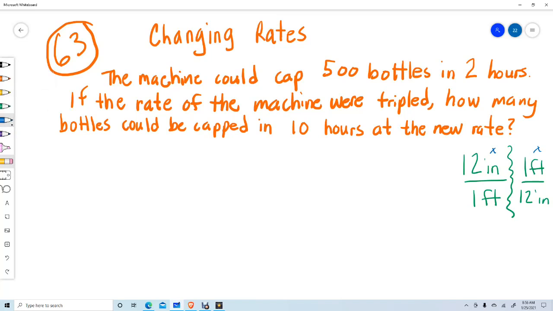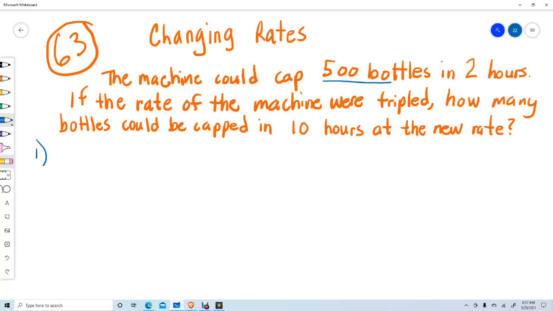I'm going to use the example from the book here. This is example 63.2, I believe. The machine could cap 500 bottles in 2 hours. If the rate of the machine were tripled, how many bottles could be capped in 10 hours at the new rate? All right, step 1. Find your first 2 rates at the original speed.